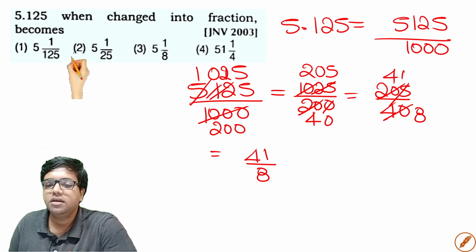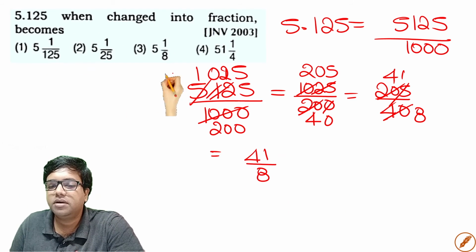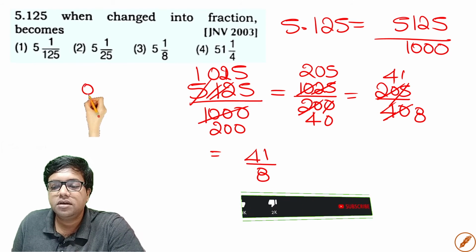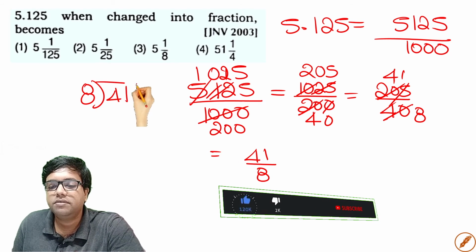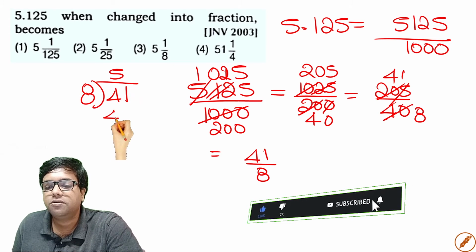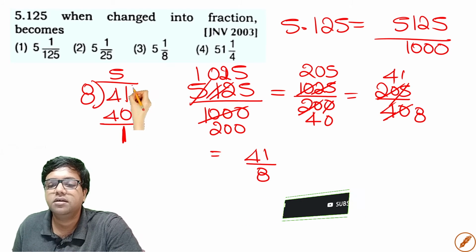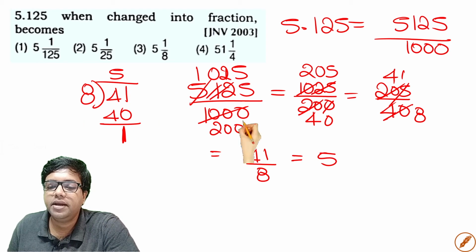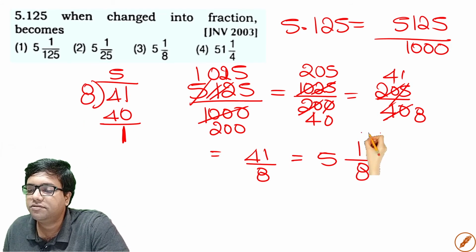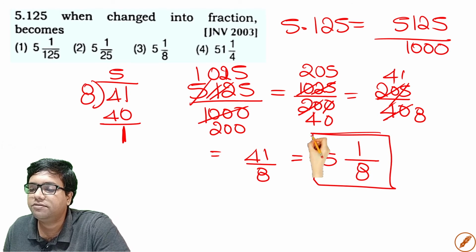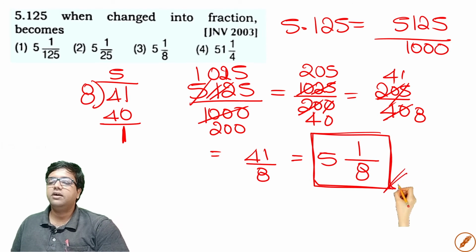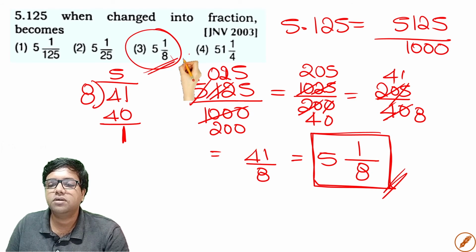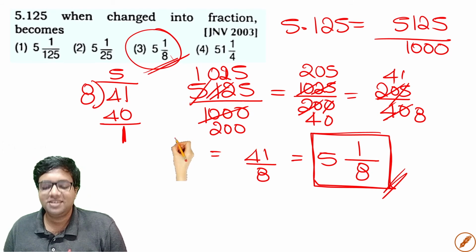All of the options are in mixed fraction form, so you need to convert this into a mixed fraction. Let's do this. 41 divided by 8, 8 5s is 40, the remainder is 1. So 5 and 1 by 8 is the right answer here in the mixed fraction form. So option 3 is the right answer.